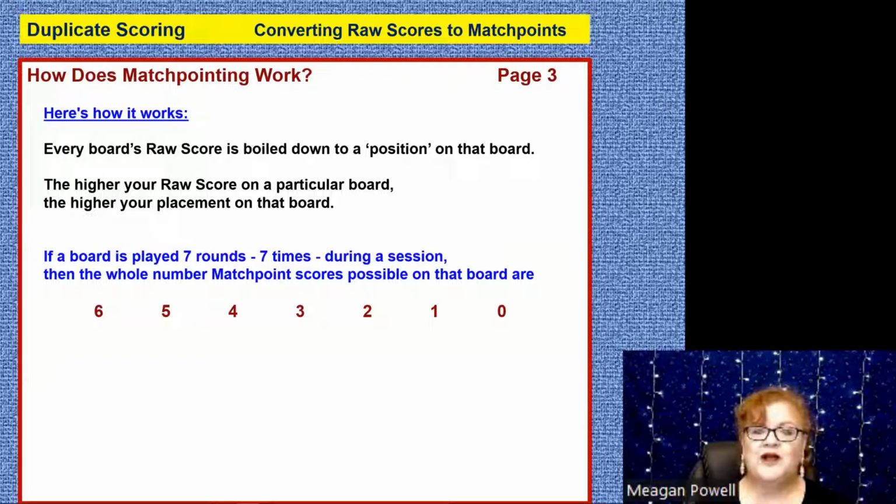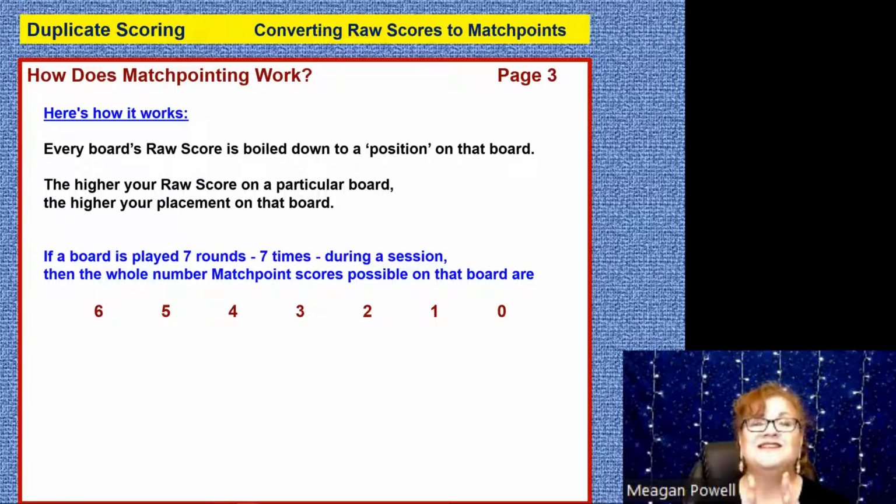And let's say that you play a board. Do you have just enough boards that everybody's going to play every board? So that means that if you have 7 tables and you're going to play each board, a board will be played 7 times during the course of the game, right? The match point position is based on how many other pairs you can beat on that board.